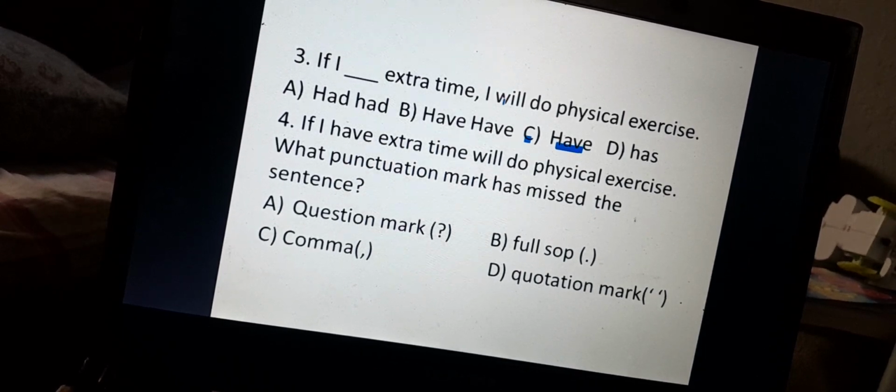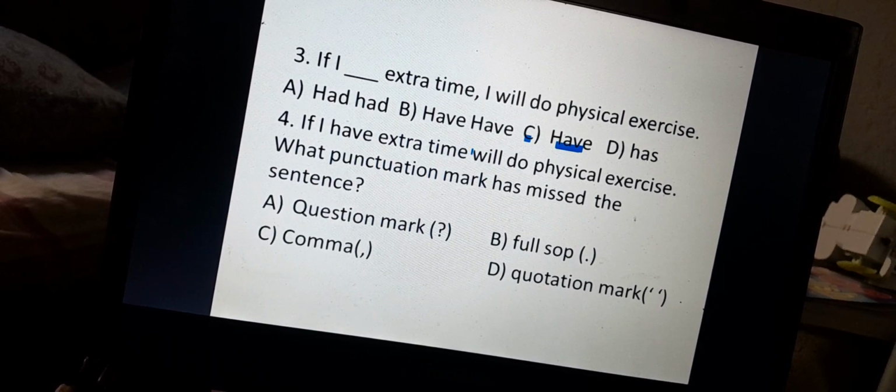And question number 4: If I have extra time, here there is the pronoun I, I will do physical exercise, okay, full stop. What punctuation mark has been missed in the sentence?